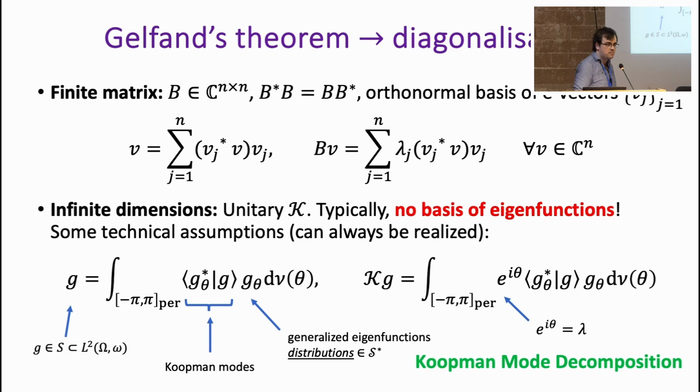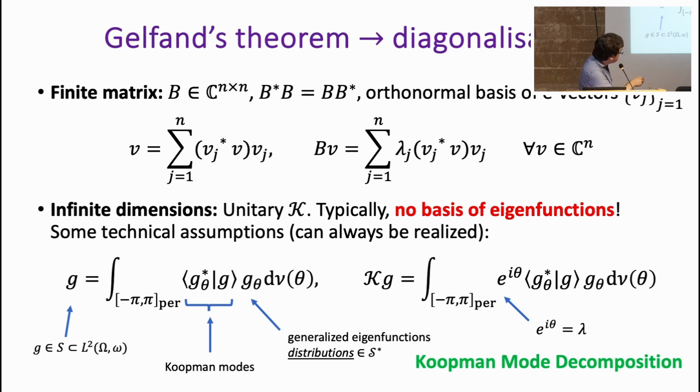To understand Gelfand's theorem, let's first look at the finite dimensional case. So if we have a finite n by n normal matrix B, so it commutes with its adjoint, it has an orthonormal basis of eigenvectors, these Vj's. Okay, that means that any V inside your vector space can be expanded in terms of these eigenfunctions. So you've got these projections here. Once you've got this eigendecomposition, the application of B is trivial, right? Because you just multiply by the corresponding eigenvalue. Now in infinite dimensions, we have a unitary K, typically no basis of eigenfunctions. So whenever we have continuous spectrum, there's no basis of eigenfunctions.